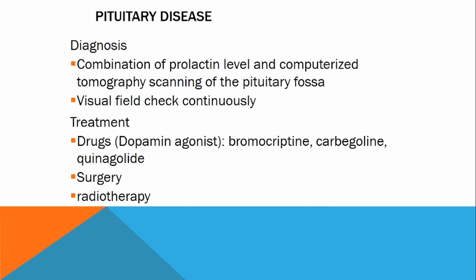So what is treatment like? The drug of choice is the dopamine agonist, including bromocriptine and newer drugs like cabergoline and quinagolide. They are longer acting than bromocriptine with fewer side effects. Then there will be a need for surgery and radiotherapy, which are best carried out before pregnancy.